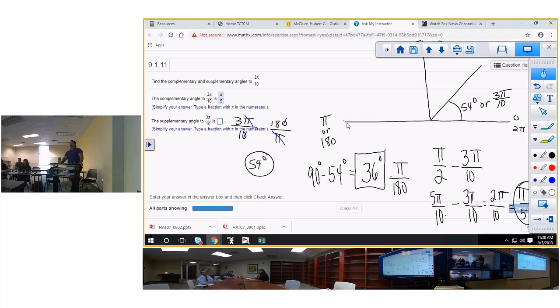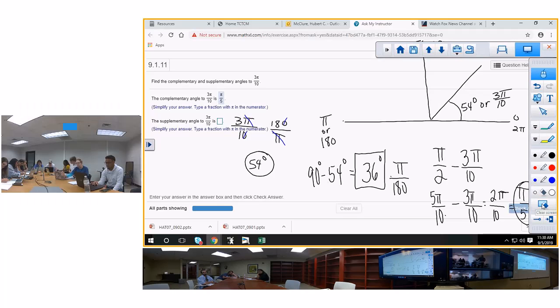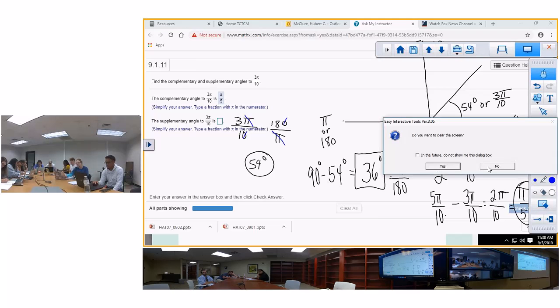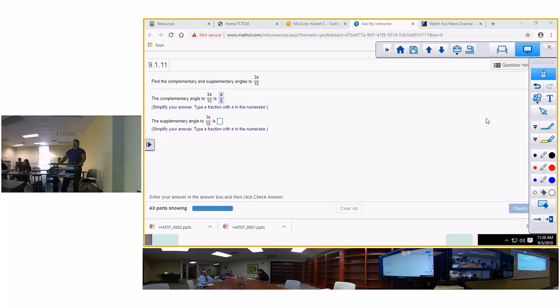Let's do it with pi. We know 90 plus 36 is what? 126? So your answer is going to be 126, but you need to add pi to pi over 5, and then you would be able to do it that way. Or you could say pi minus 3 pi over 10. Either way, hopefully you'll feel good about yourself.